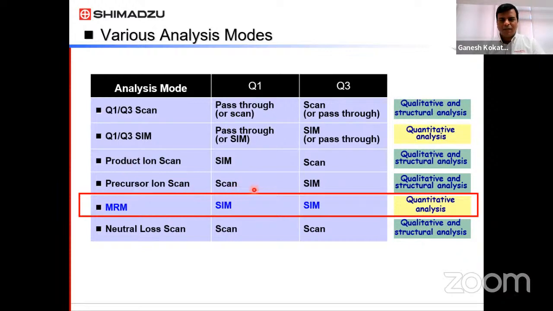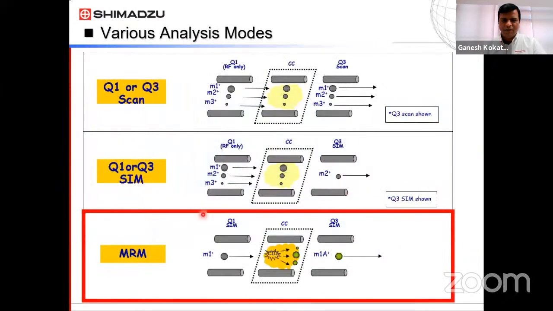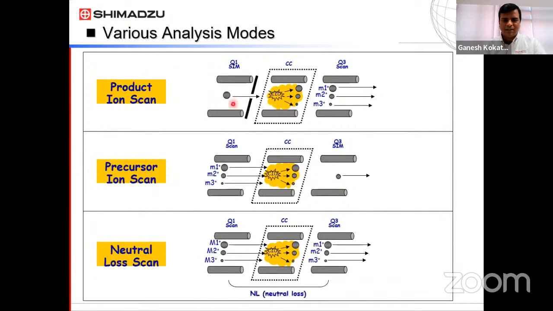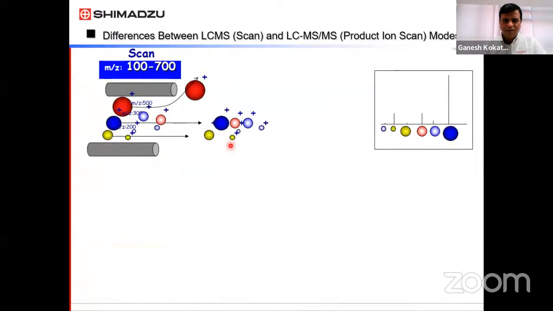So the precursor is in scan mode and SIM mode, and MRM will combine both. We will see each and every part in the different modes. How the scan mode takes place with Q1 and Q2: normally it's scanning across the different masses, like this. Product ion scan is when I'm focusing on only a single product, or precursor ion scan when I'm focusing on different precursors. It's better to explain it in this way.